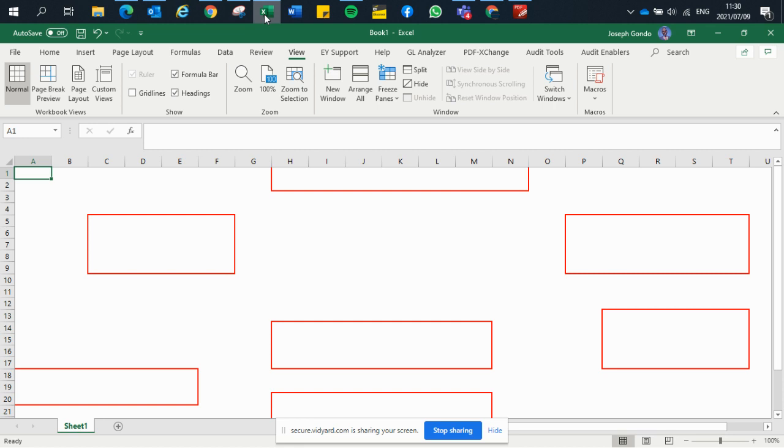Okay, today we are covering the overview of group statements.